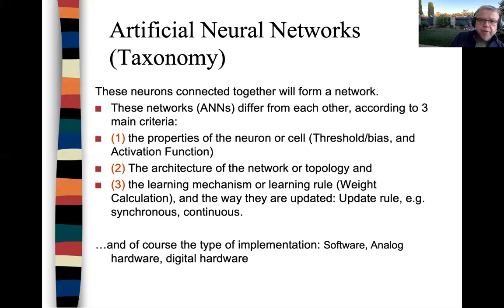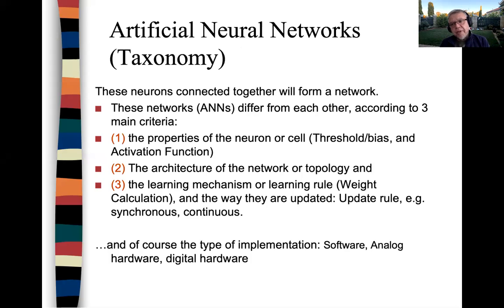Now let's see the taxonomy of artificial neural networks. So the neurons, when connected together, will form a network. And you will hear of this network, that network, and so on. So what are the things which differ one network from another?